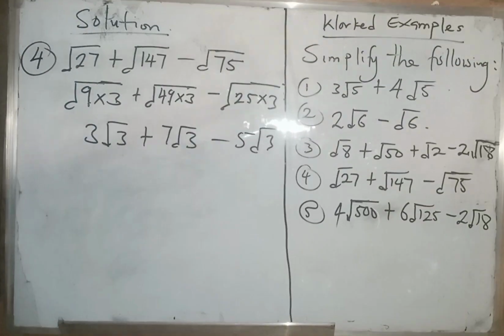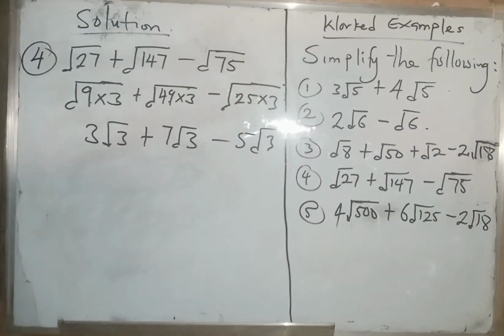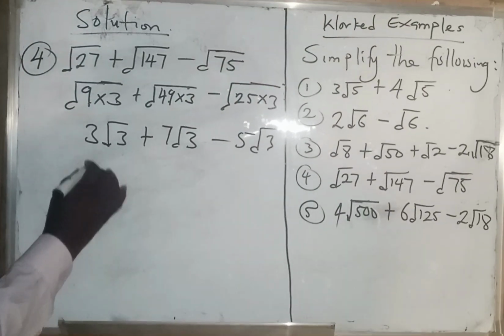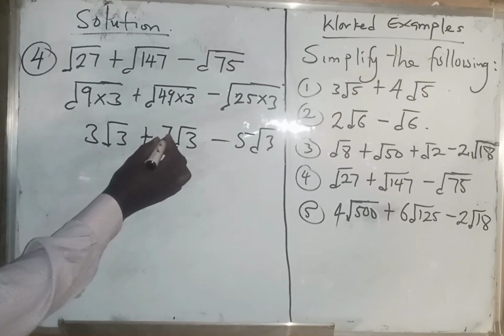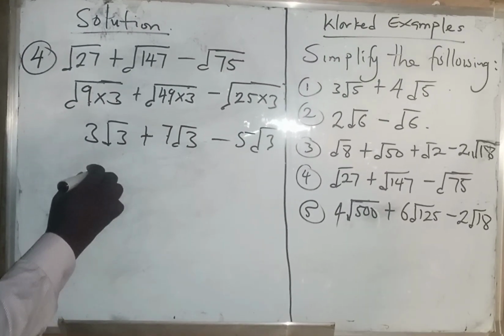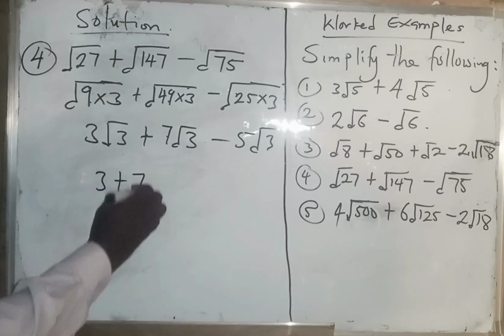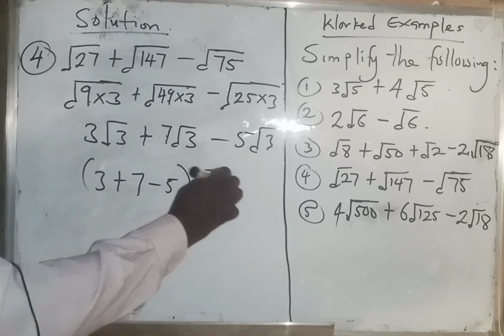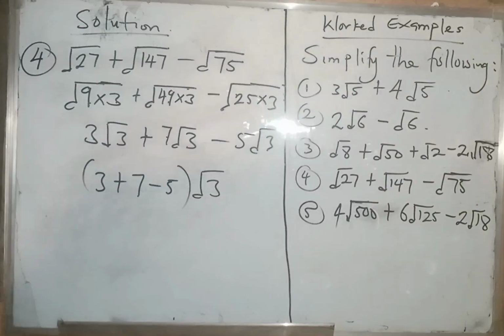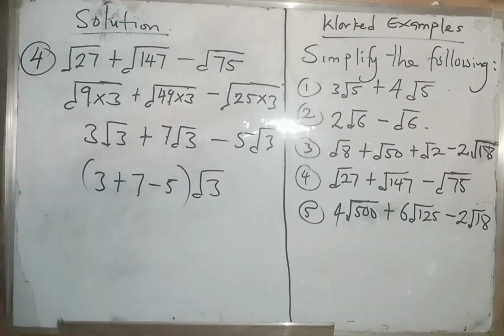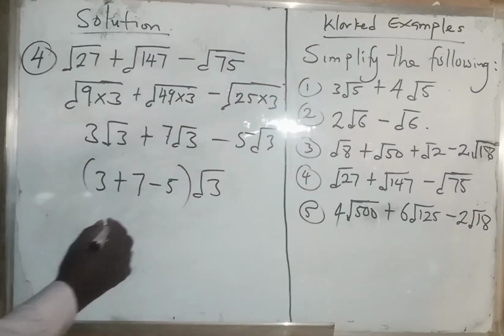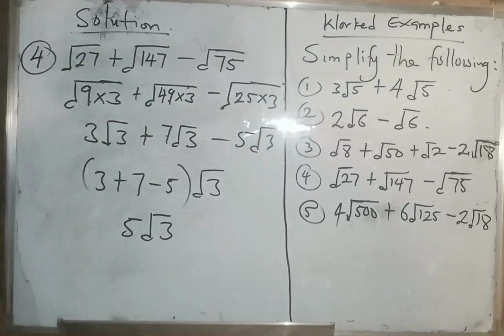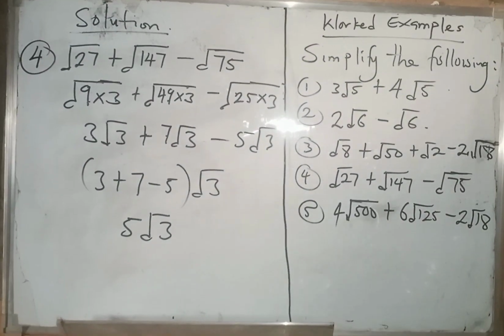Alright. And from here we can simply simplify by adding and subtracting. So we have 3 plus 7 minus 5, all in root 3. And 3 plus 7 will give us 10, and 10 minus 5 will give us 5. So the answer will be 5 root 3. So 5 root 3 is the answer to the question.